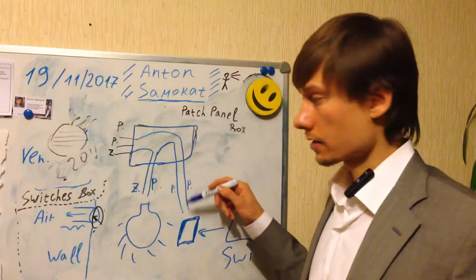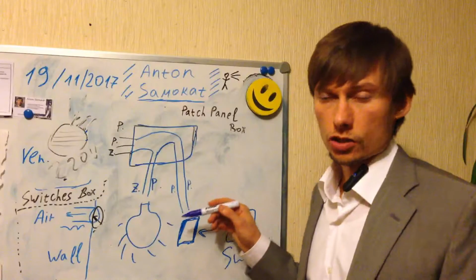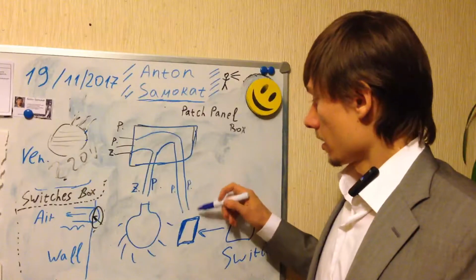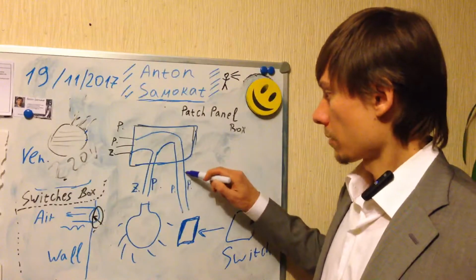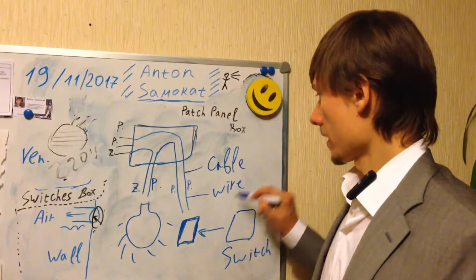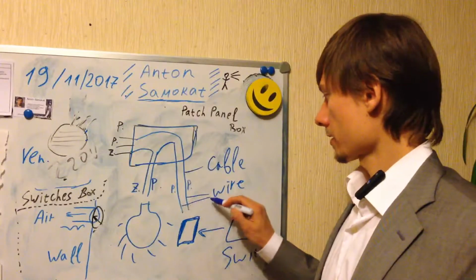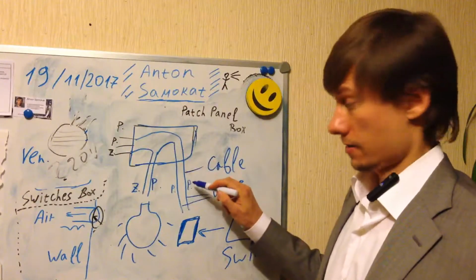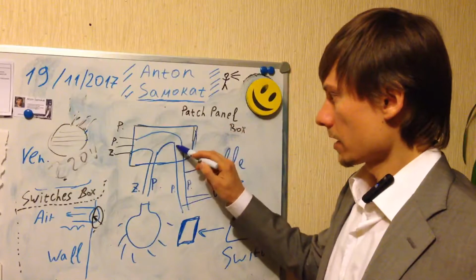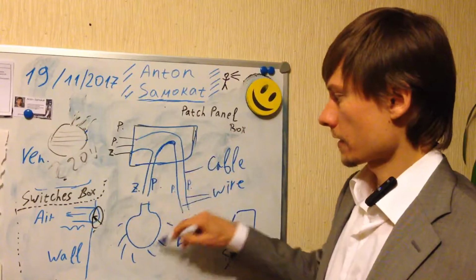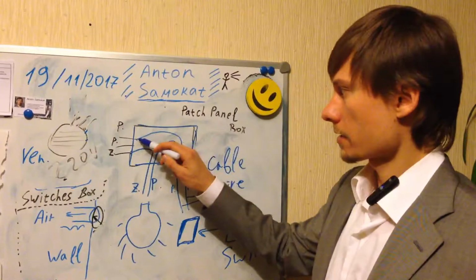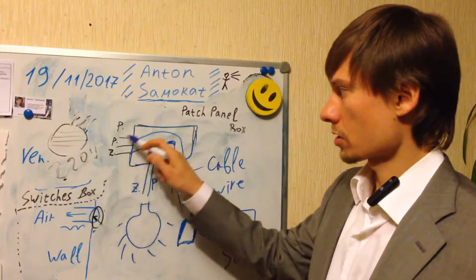And this is how the scheme of connection looks. Here is the new cable with two wires, one wire, and the second wire. This is a phase. So in the patch panel I connect the phase to the phase of the lamp, and the second phase to the phase that comes from the switch box.